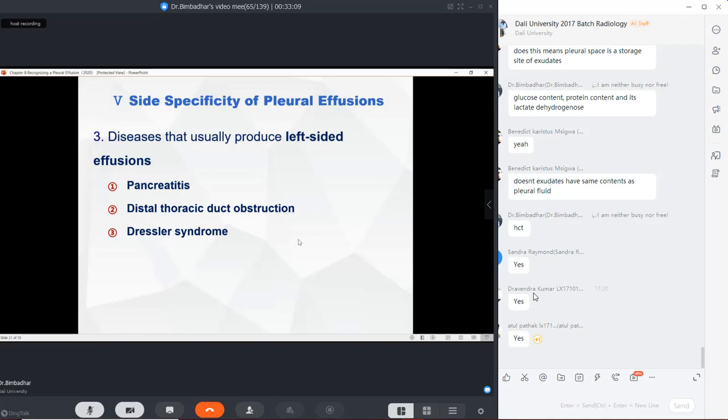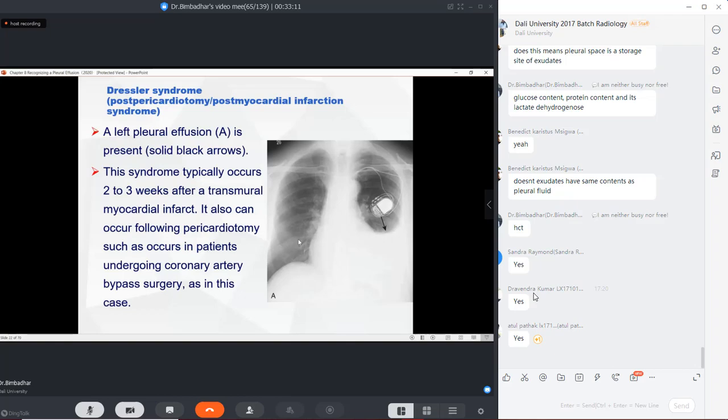Right? Okay. Now look at here. This is a peculiar image. A left-sided pleural effusion. Okay, you see here.